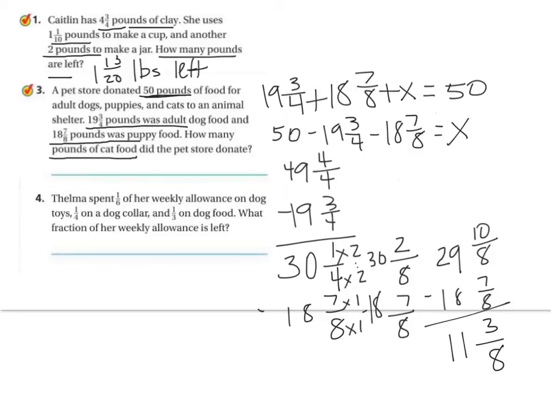I know that the pet store donated 11 and 3/8 pounds of cat food. I think that this answer is reasonable because I started with 50 pounds and I subtracted 19 and 3/4, 18 and 7/8. I think that 11 and 3/8 is a reasonable answer.